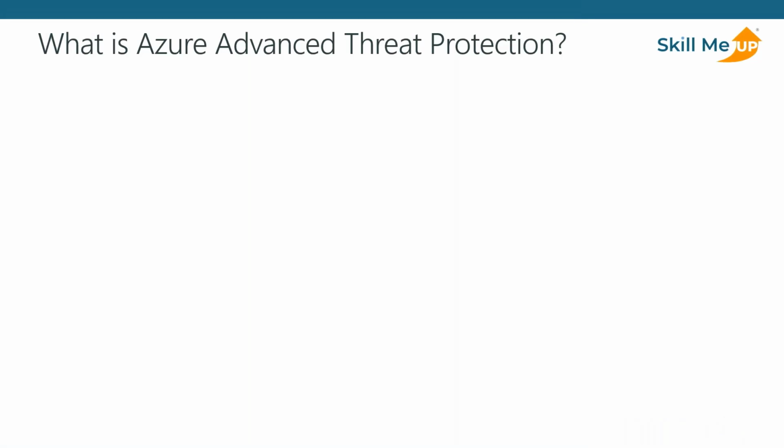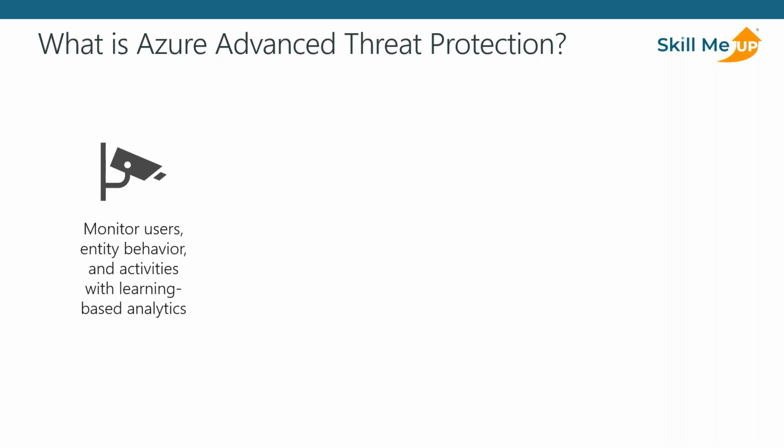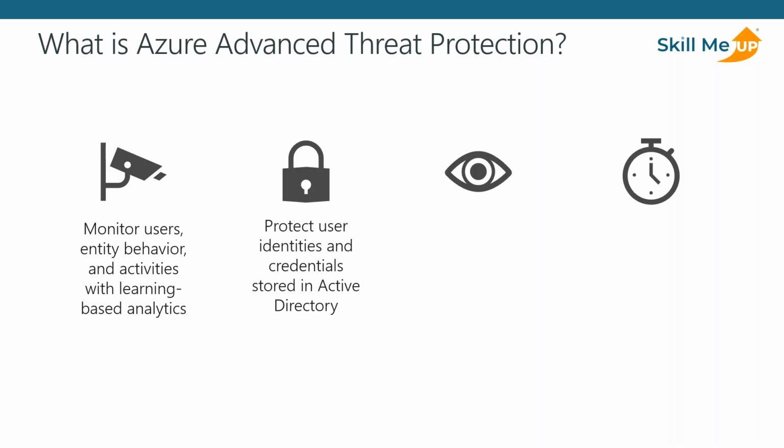So Azure Advanced Threat Protection is a cloud-based security solution that leverages Active Directory signals to identify, detect, and investigate advanced threats, compromised identities, and malicious insider actions directed at the organization. It's broken down into a key set of components and features.